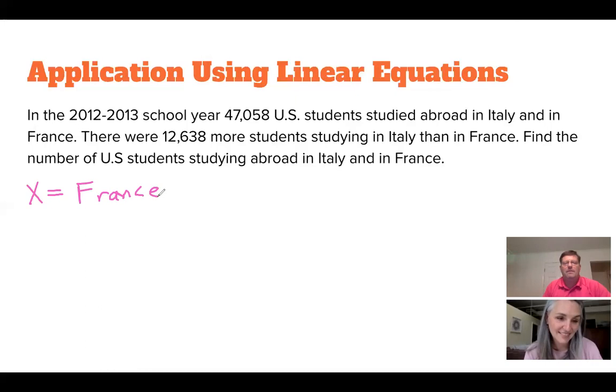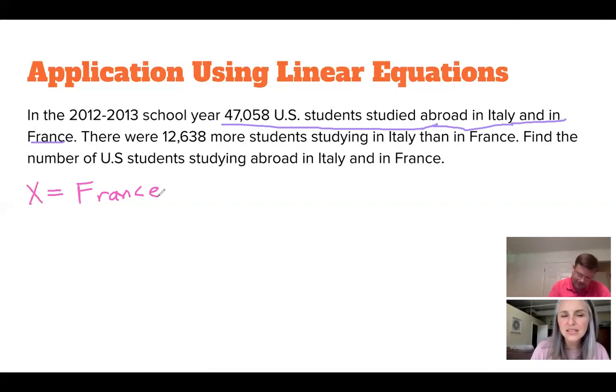But if France is X, then we know there are more students studying in Italy. How many more students are there? Go ahead and underline where you think, what do we know about Italy? Let's see, what did we just say? There's 47,000 in Italy. How many more? What's our total? There's 12,638,000 more students in Italy than there are in France.